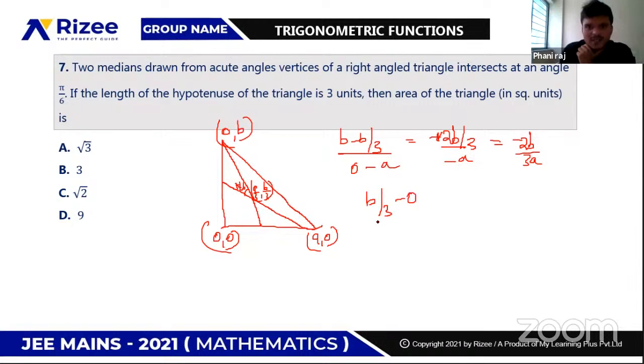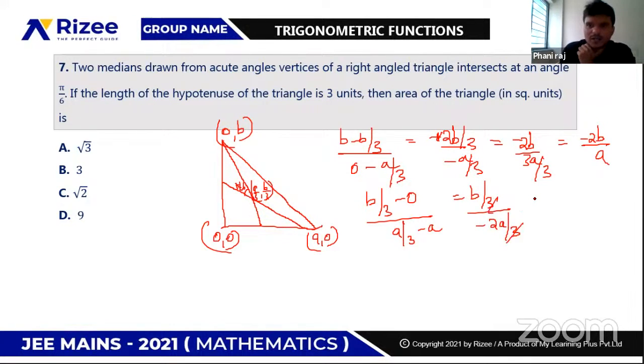b by 3 minus 0 by a by 3 minus a, which is same as b by 3 by... oh, sorry, here a by 3 should come. It's minus 2b by a. b by 3 by minus 2a by 3, cancel them. You get what? Minus b by 2a.